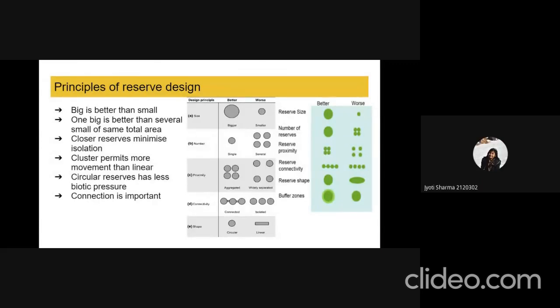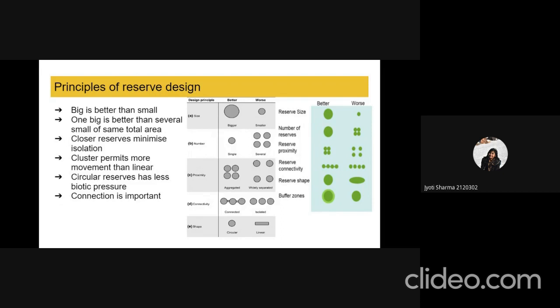Yes, so I wanted to know why this bigger is better as compared to the fragmented one, for what reasons. Why is it better? It has less core, I mean, connectivity. Yes, exactly, because of the connectivity. The main reason is the connectivity. There is less edge and there is more core within that, for that reason. That's why the one is better than several small of the same total area.